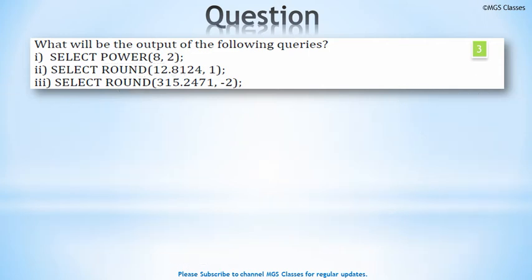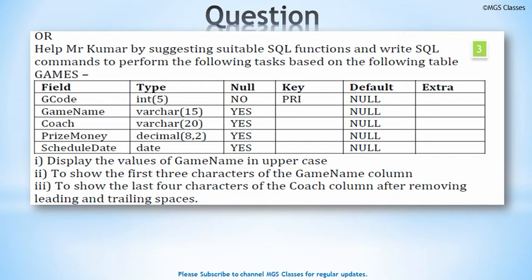Now let's see the OR portion of the question. If you don't know that answer, then you can solve this OR portion also if you find it easy. So one table named games is given, and you need to write the SQL query to perform this. It's a simple one. First, display the values of the game name in uppercase. For displaying the name in uppercase, you may use the upper function or ucase function, whichever you remember you can use.